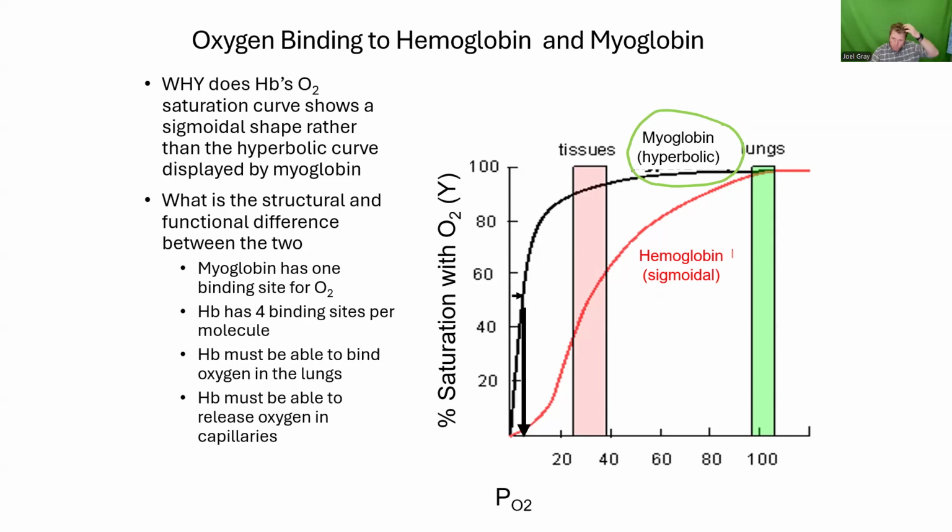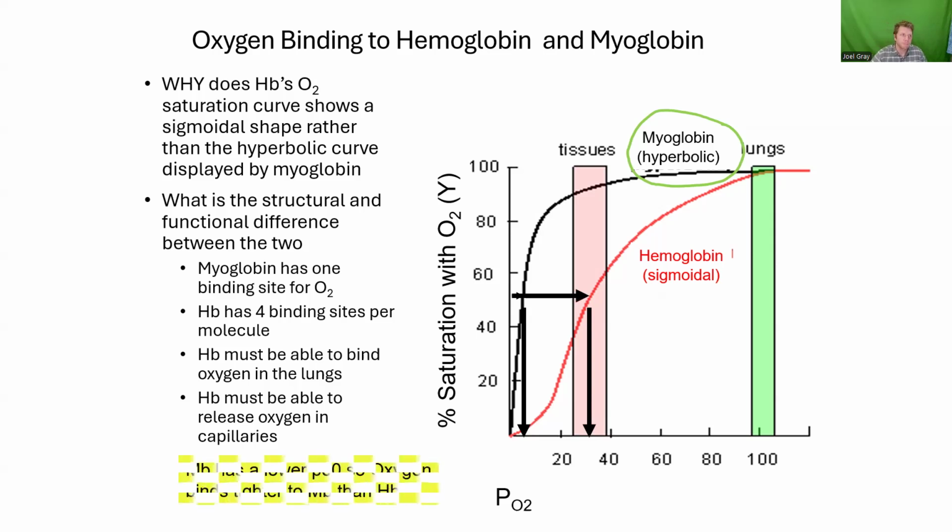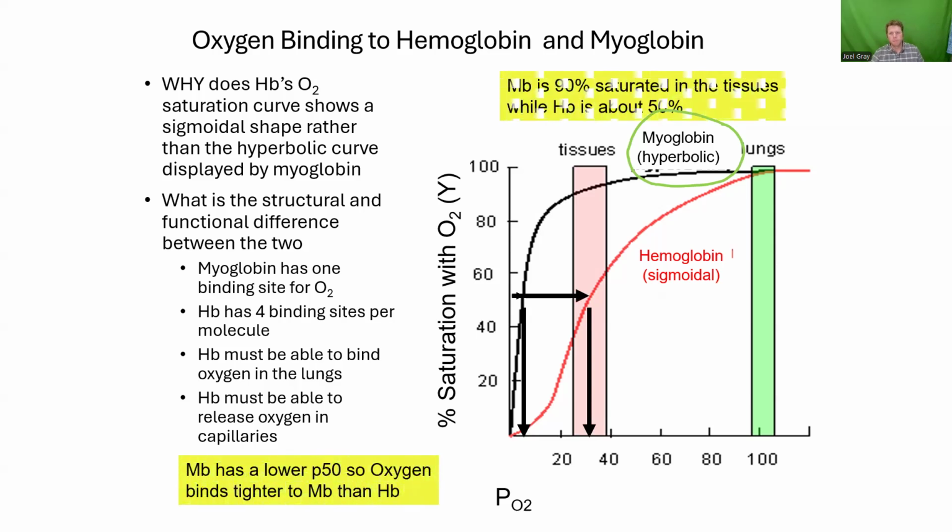Now, the important part about this is the P50s of these proteins. Myoglobin typically has a lower P50 than hemoglobin does. And it's because of the structural differences between hemoglobin and myoglobin. Now, myoglobin is about 90% saturated in the tissues, while hemoglobin is only about 50% saturated, which means that hemoglobin is dropping off oxygen in the tissues.